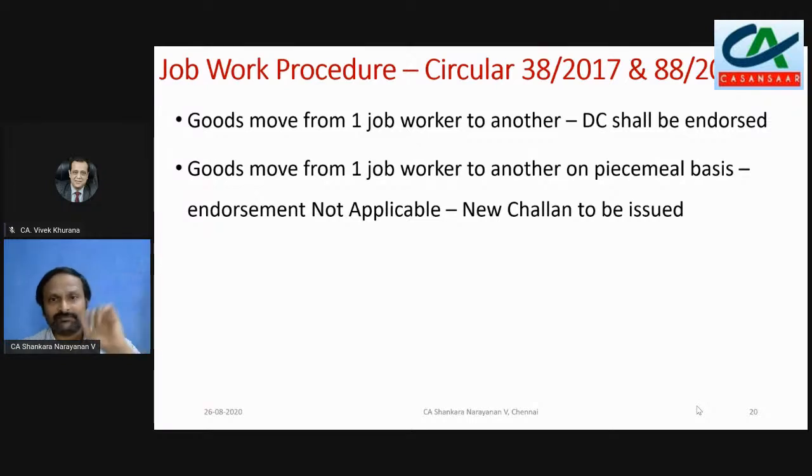So, me raising a delivery challan as a principle is to fix the responsibility as to with which job worker the goods are lying. Are my goods lying with job worker Mr. X or job worker Mr. Y? How do I know it when I look at my books? My delivery challan will indicate that.